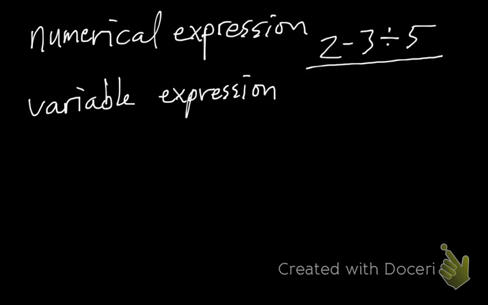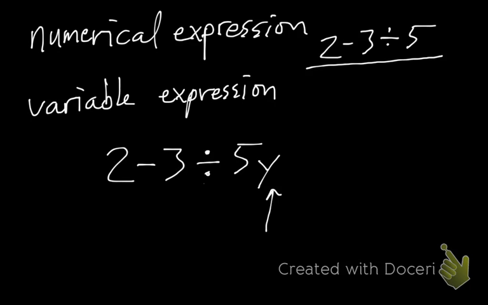A variable expression is much the same thing. I'm going to put 2 minus 3 divided by 5. But if I put, instead of divided by 5, 5y, now we have a variable in this expression. This, y, is the variable. So, what does this y mean?